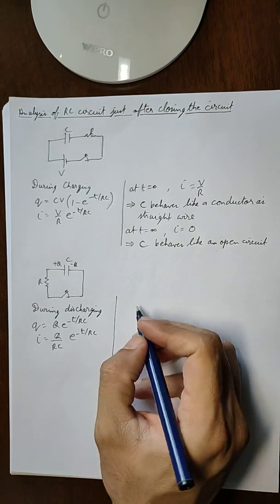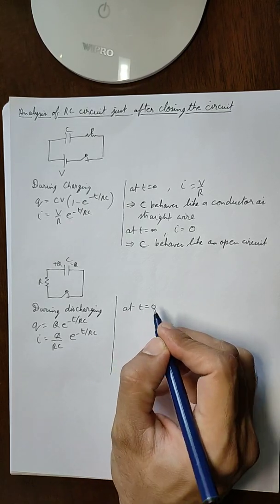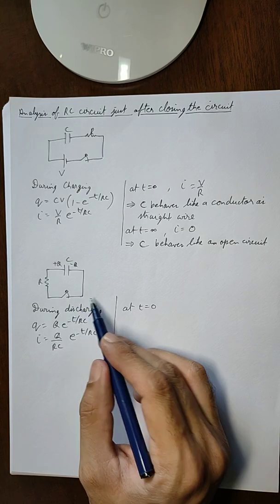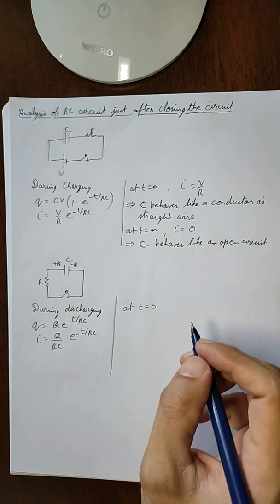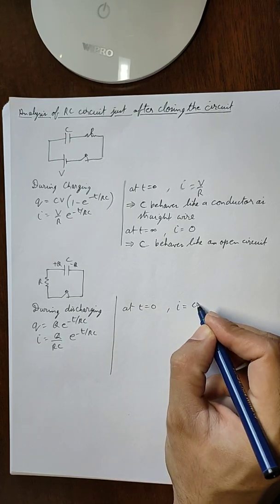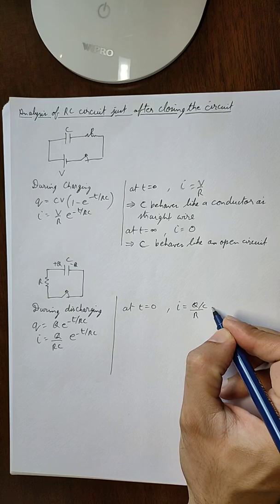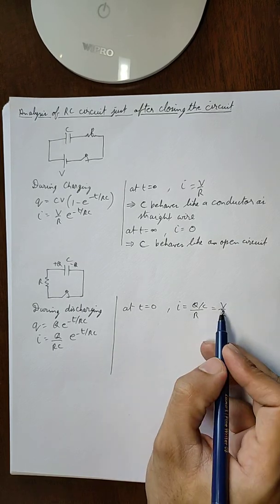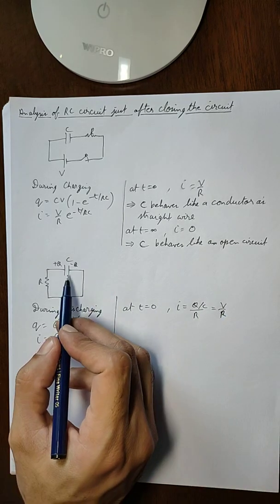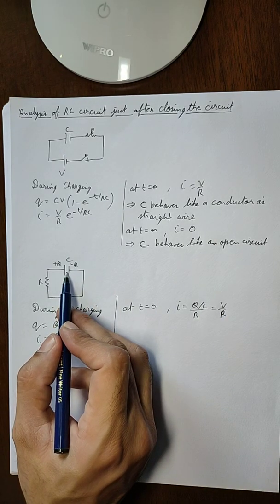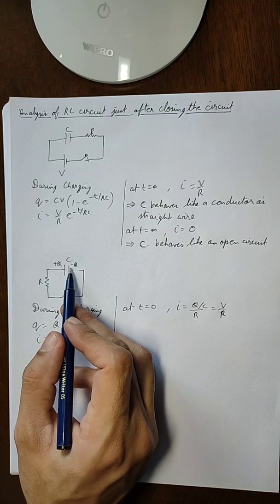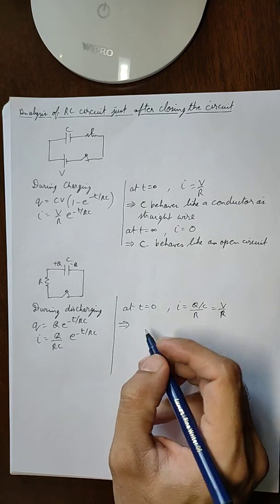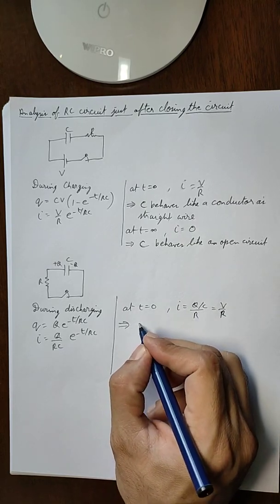So at these points we can find out that as soon as the switch is closed at t equals to 0, that is just after closing the circuit, I becomes equal to q by C upon R, or it will be equal to V by R. This voltage is the same voltage which appears on the capacitor because of the charge. So this means that at t equals to 0, the capacitor is behaving like a battery. We also did this in the last video. So we'll write it here.